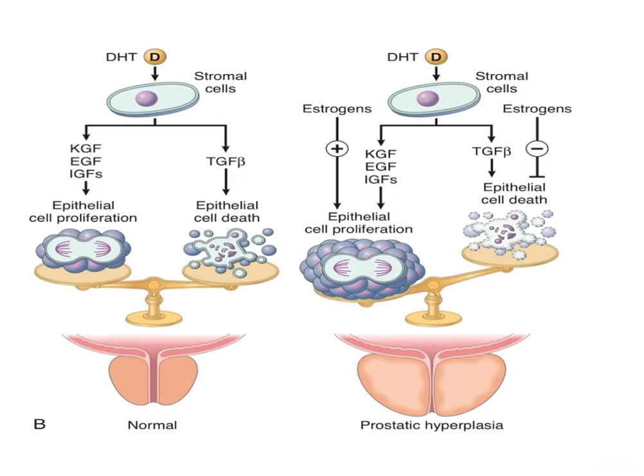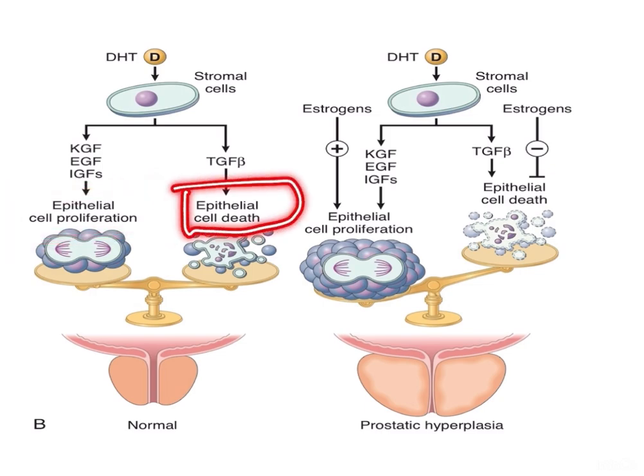So what happens normally, dihydrotestosterone acts on the stromal cells and it leads to production of growth factors. So the growth factors can be grouped into two groups. There are keratinocyte growth factors, epidermal growth factors, and insulin-like growth factors, which are responsible for epithelial cell proliferation. And then there are other group of growth factors which includes TGF-beta, which is responsible for epithelial cell death. So in a normal prostate gland, there is a balance between epithelial cell proliferation and epithelial cell death.